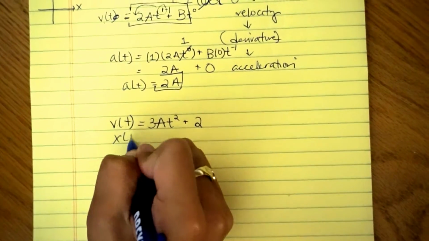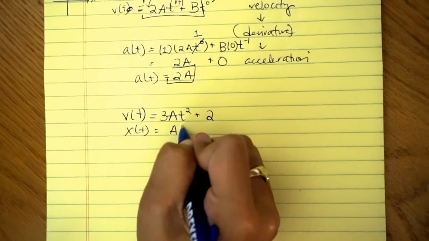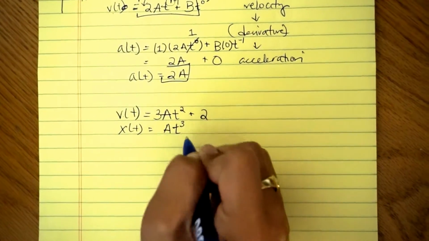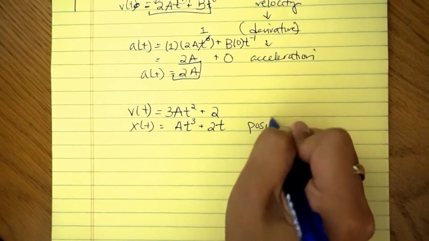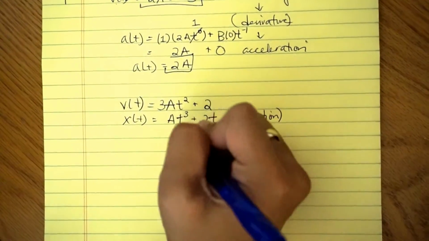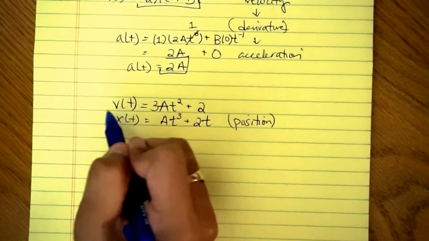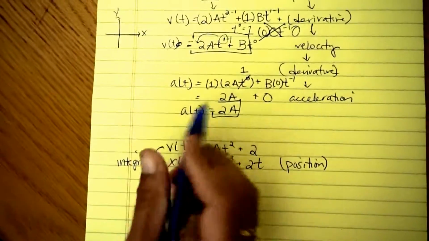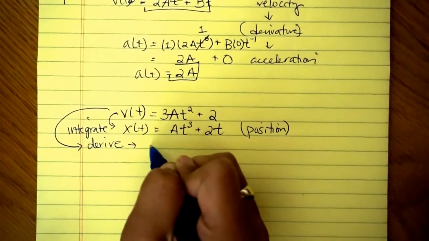So if I wanted to do x of t, I would bring this back up. So a t cubed, and this would be 2t. Just raising the power. This would be my position. It's kind of useful to know, but you also don't need to know it for physics 1. This is more calculus 2. So it's not necessary, but like I said, it's nice to know. So this is actually integrating. But if you wanted to derive, which is what you're going to be doing most of the time, you're going to do the acceleration.